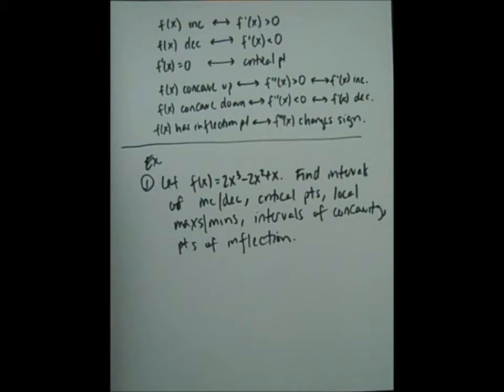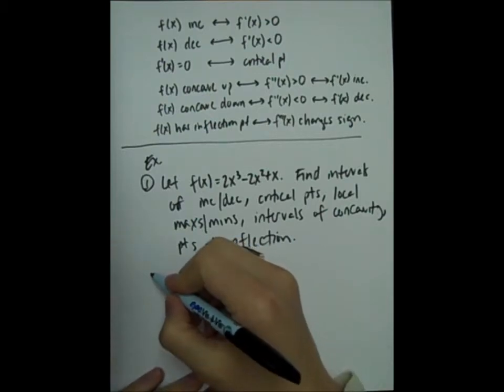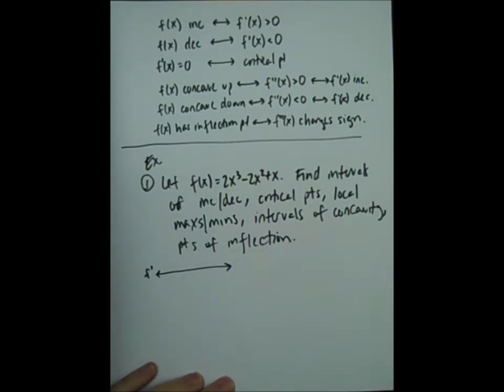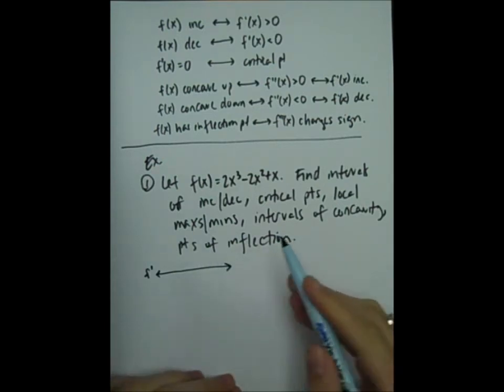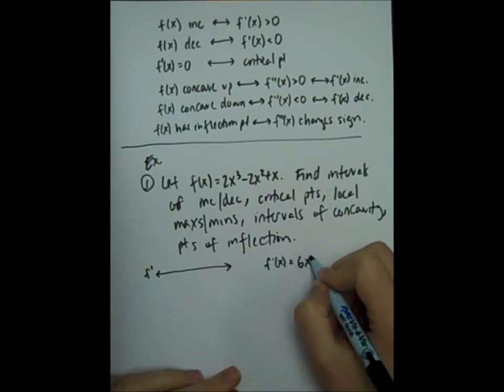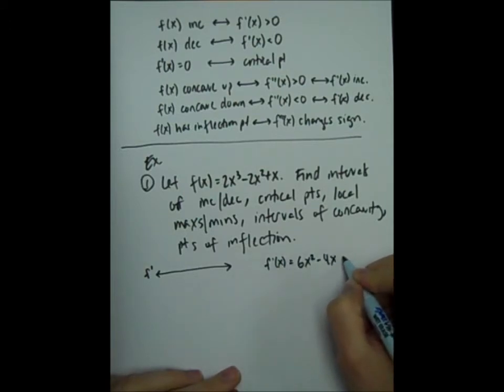To do that, here's what we're going to do. If you remember, we had that number line for f prime. I'm going to find the corresponding number line for f double prime. So we're going to find the two number lines, and then we're just going to read off all of our answers. So first, let's find the number line associated with f prime. The number line associated with f prime means find the derivative. So the derivative here is going to be 6x squared minus 4x plus 1.